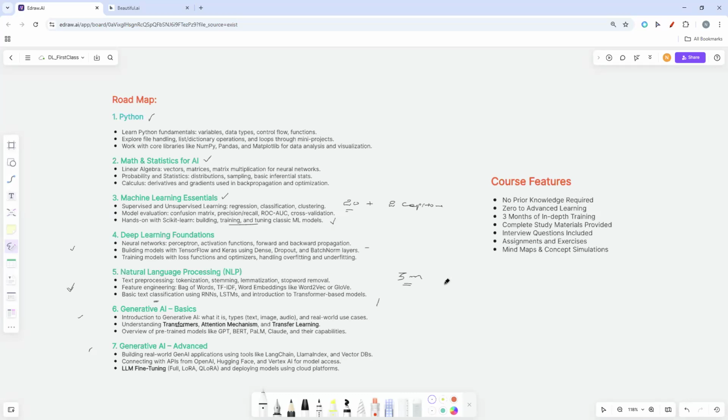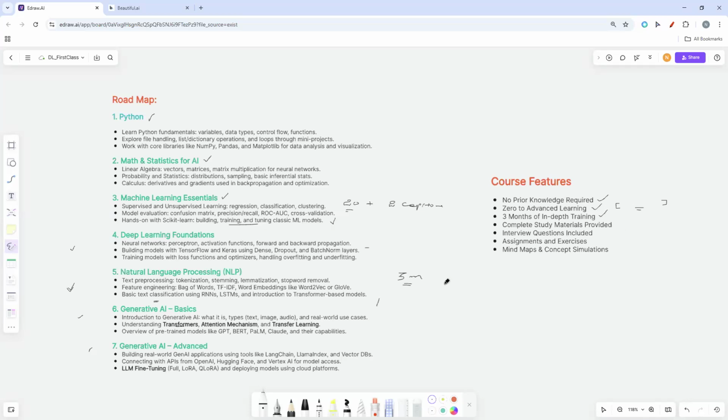This is what we discussed yesterday. The course features are that you need not have any kind of prior knowledge. Even Python, as you have seen, we will be covering in detail. We won't be skipping those classes or topics. It is zero to advanced learning. We'll be starting with Python, and we'll end up with advanced generative AI, even fine tuning of LLMs and the deployment of LLMs. There we'll be closing, with 3 months of in-depth training, as I mentioned yesterday.